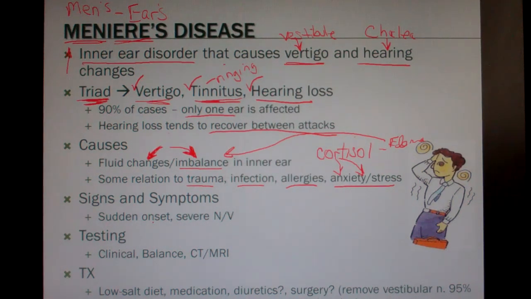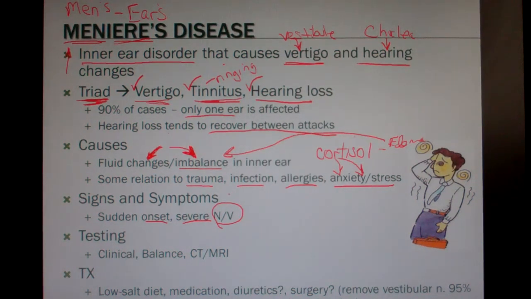Okay. Sudden onset, as in it comes on pretty fast. It can be very severe and even cause nausea and vomiting. Nobody likes to all of a sudden start spinning around in circles with a ringing in your ears and you can't hear. It's rather distracting.